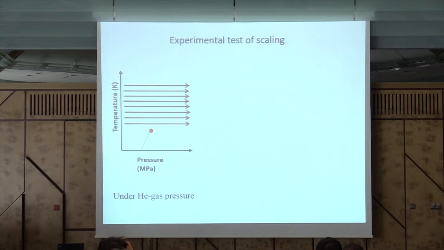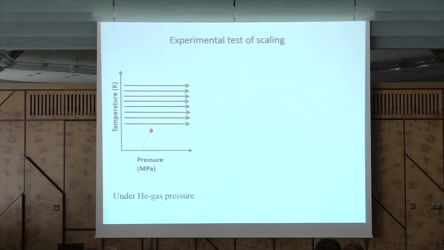So what we did is resistivity measurements as a function of pressure at several fixed temperatures. This temperature is not so high. In this case, this is 20 Kelvin, 30 Kelvin, so very low temperatures. In usual pressure measurements, we use oil as a pressure medium, but oil solidifies at low temperatures, so the only means to vary pressure at low temperature is to use helium gas as a pressure medium. So we used helium gas as a pressure medium.